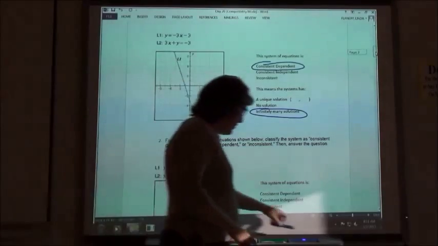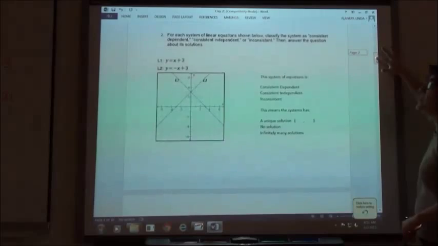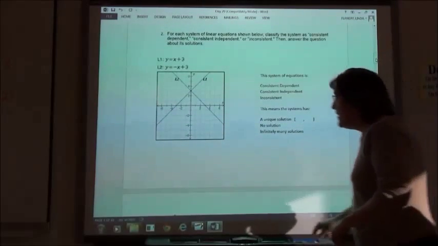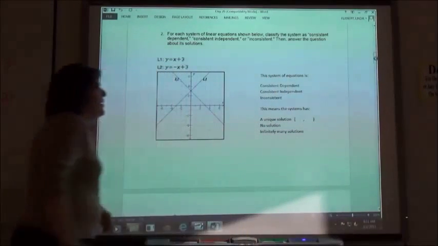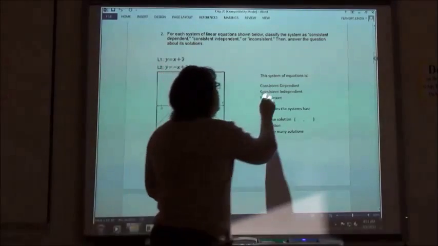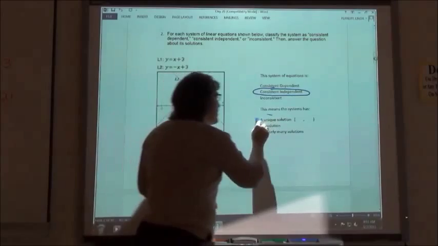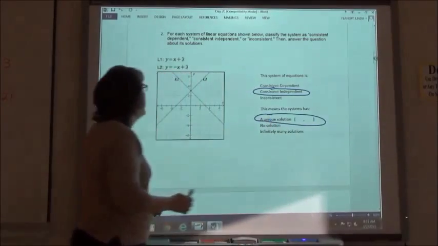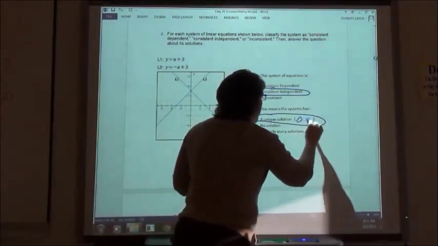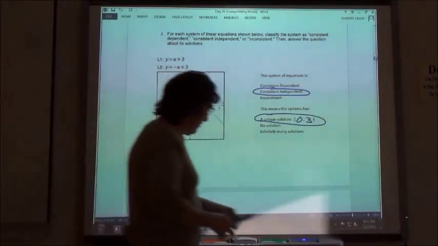So number 2, same thing, picking out what kind of system we have and how many solutions. So the first one there, that system is which kind? Consistent independent, because they have one solution, and its unique solution is what point? 0, 3. Over 0, up 3, where it touches the graph.